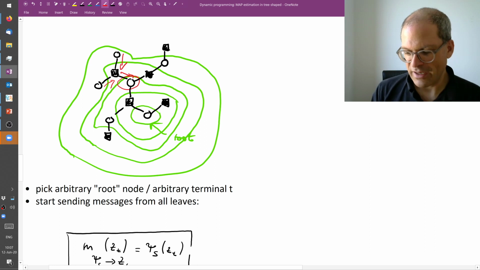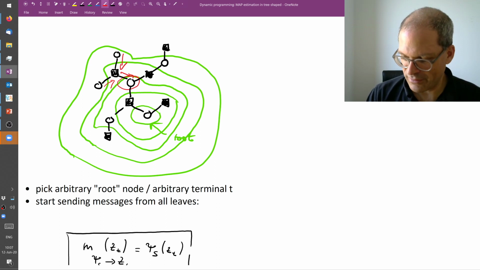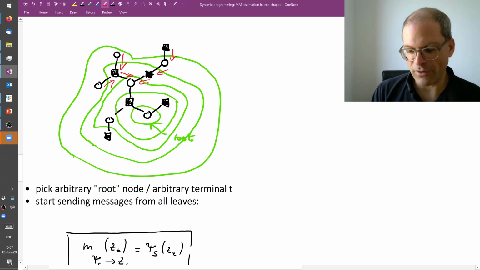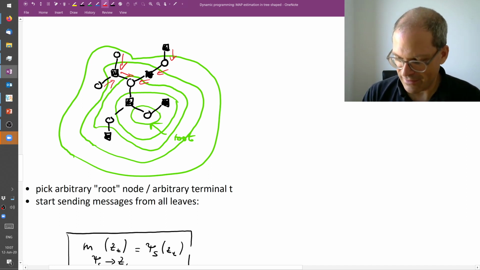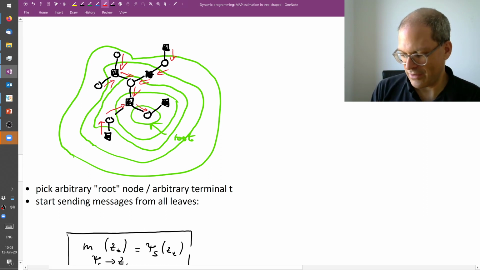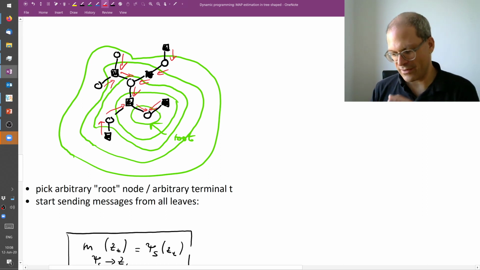Now this variable here cannot send its message further towards the root because it's missing input from the other side branch. So this has to happen first. And now this factor here has all the input it needs. It can now combine these messages and send them onwards. This one cannot yet send to the root because it has to wait. Now it is in a position to send an informed belief, and this one is also sending, and then we're done.